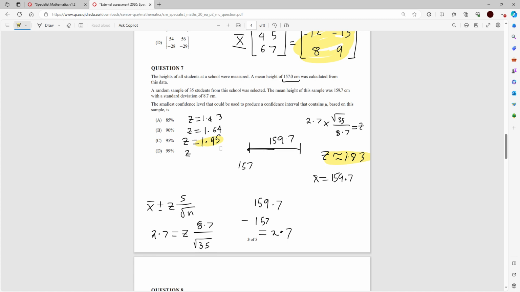7 plus 5 is 12. So it's closer to 95 than it is to 90. So the correct answer is C, 95. And that's how you'd answer that one. Yeah, and that's the correct answer as well.